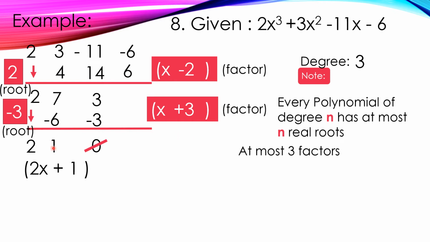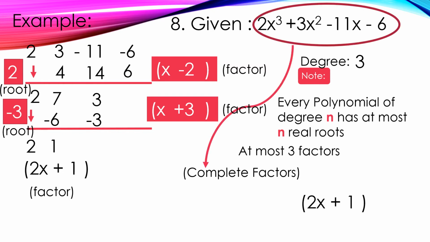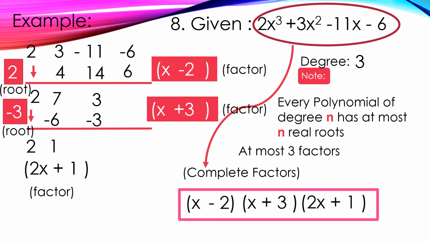Then, since we still have the 2 remaining numbers on the bottom row, we can reduce this into a linear factor. So, just simply put letter x beside the first term, so we have 2x plus 1. So 2x plus 1 is another factor. So since there are at most 3 factors, we can say that the complete factors of the given polynomial is the quantity 2x plus 1 times the quantity x minus 2 times the quantity x plus 3.